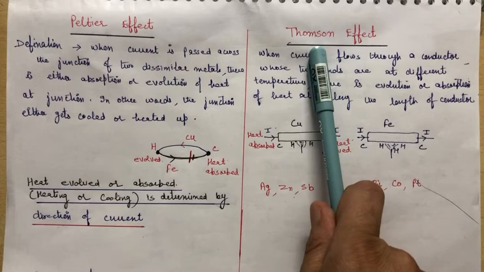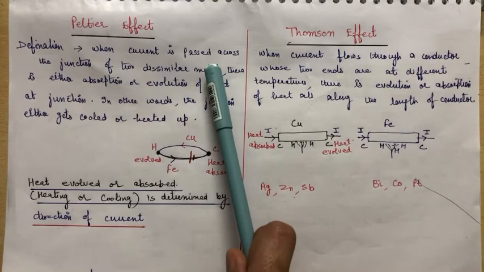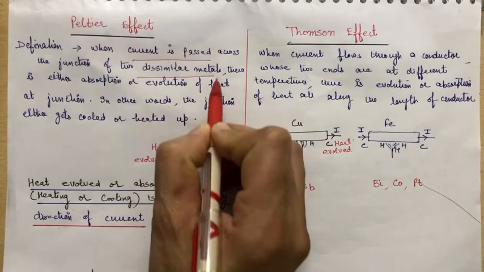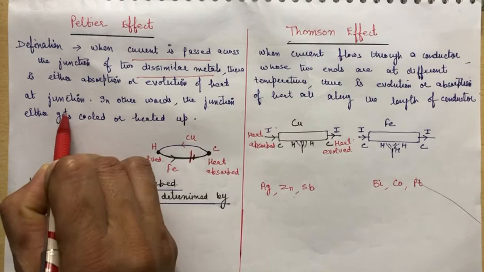Then how can we define these effects? First, the definition of Peltier effect. What is Peltier effect? When current is passed across the junction of two dissimilar metals, because a thermocouple is made up of two dissimilar metals, there is either absorption or evolution of heat at the junction. In other words, the junction either gets cooled or heated up.